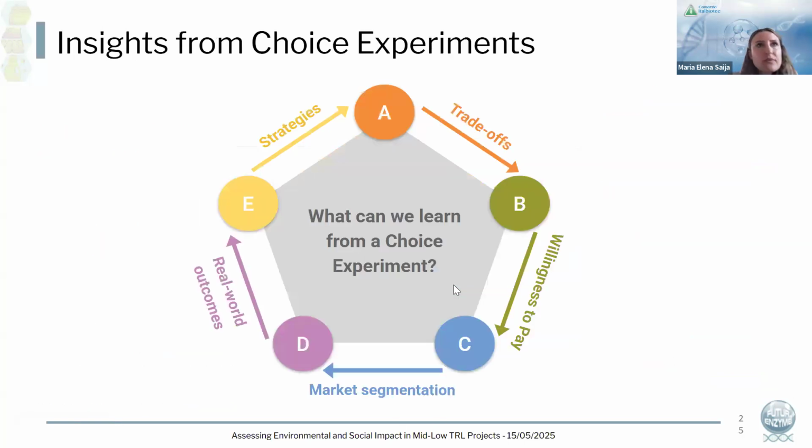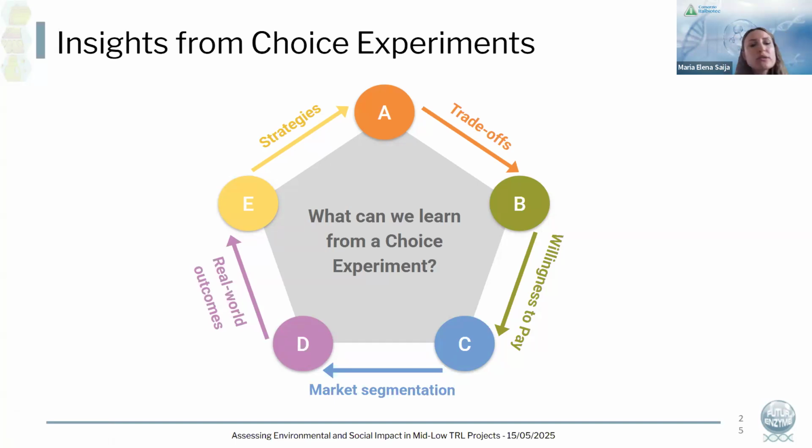Okay, next. Okay, what can we learn from a choice experiment? So first of all, we can estimate the willingness to pay, and this is how much people are willing to pay for specific features, for specific characteristics. So for example, how much extra someone would pay for a detergent with, for example, a sustainable packaging.